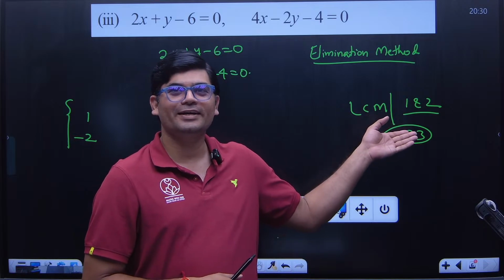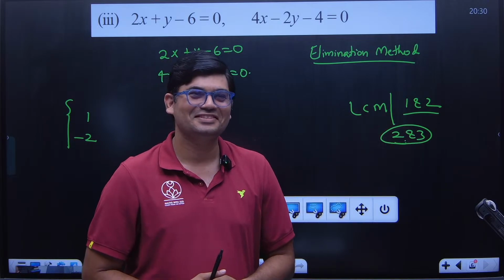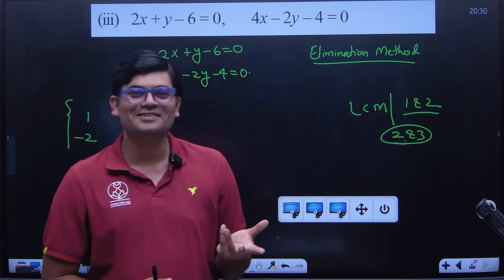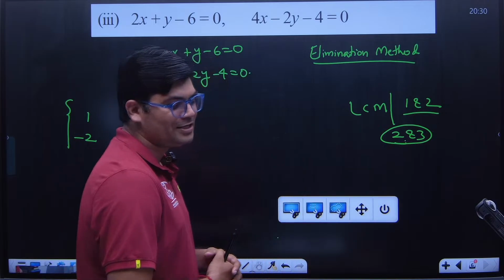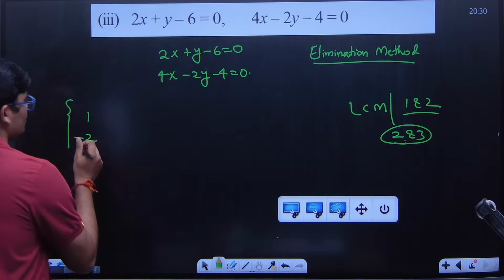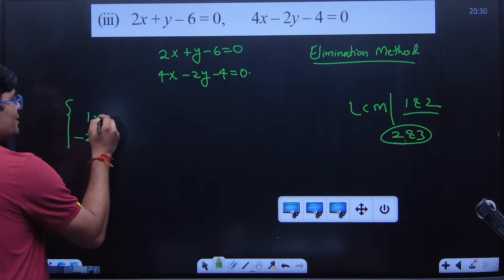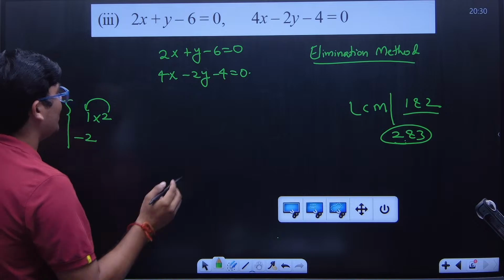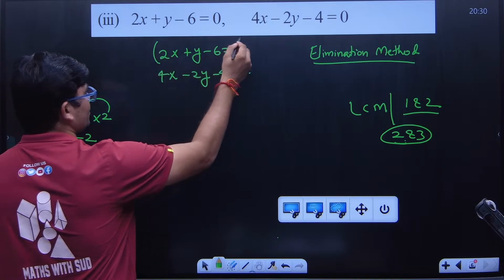It is 2, my dear. It's such a simple question. So LCM of 1 and 2 is 2. So can I make this 2 by multiplying it by 2? Yeah. So what I'll do is I will multiply the first equation by 2.